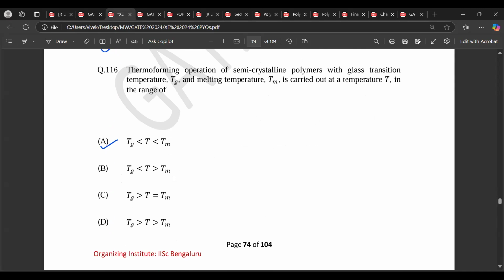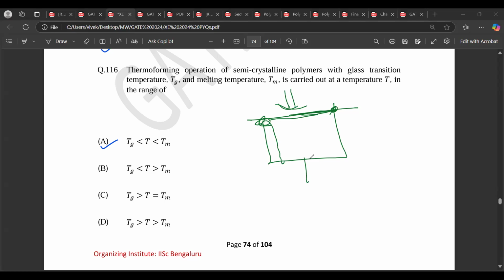We all saw. Next question is thermoforming operation of a semi-crystalline polymer with glass transition Tg and melting temperature Tm, carried out at temperature T. So what does that mean? That means thermoforming you're doing at what temperature? Obviously you want your material to be soft, right? So when you clamp on the female molds, so there is a thermoforming, we heat it above Tg so that it becomes viscous, so that once you apply the pressure or let's say vacuum, it should attach to the wall, right? So your temperature should always be greater than Tg. You cannot have more than Tm, obviously, because it will start to flow, so it will not have any mechanical integrity to touch.